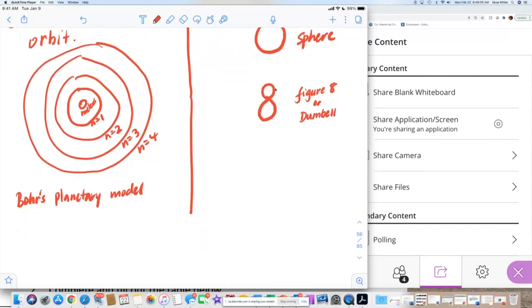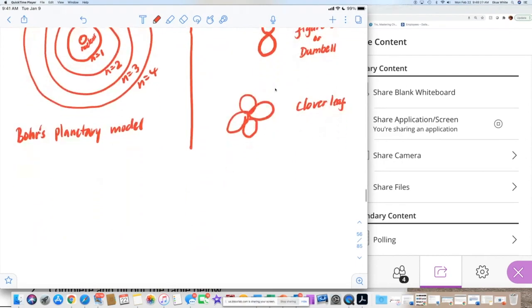Okay, then the other one that looks like 4 spheres stuck together. So that would be 1, 2, 3, 4. Anyway, you get the idea, right? This is called clover leaf, and it looks like 4 spheres stuck together. And then, of course, they saw the last one.